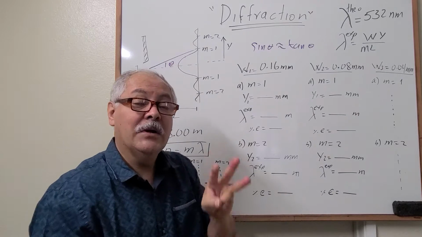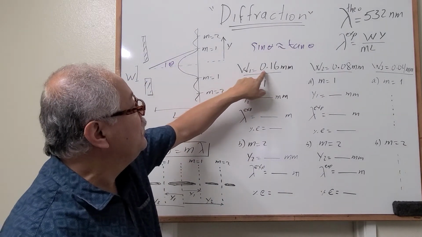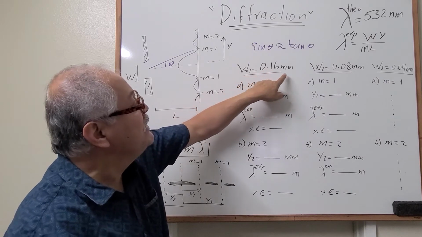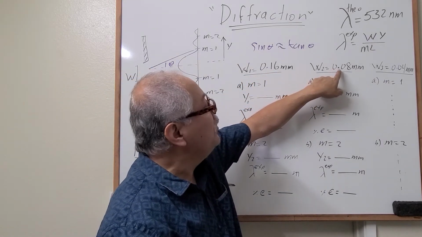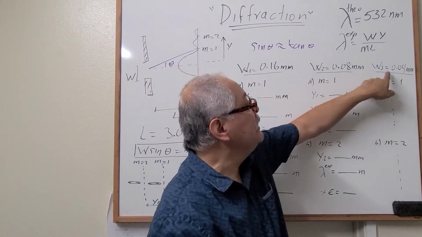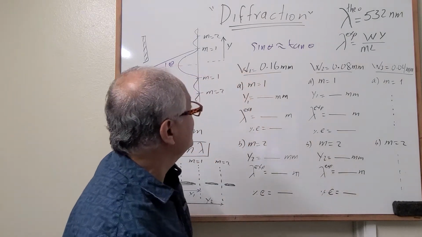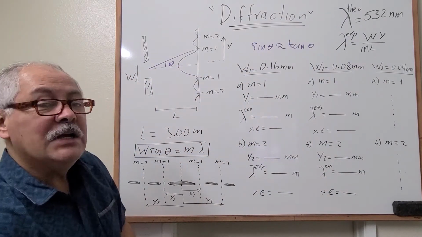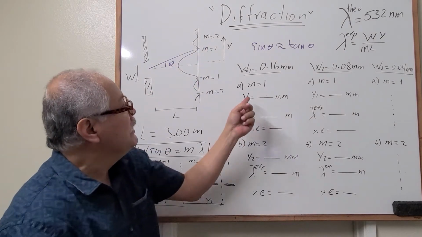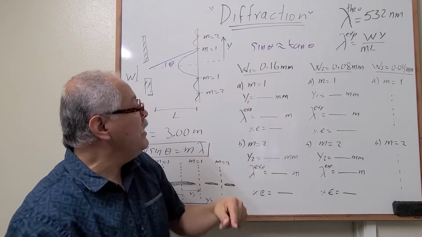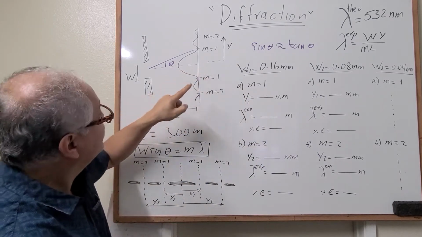Perfect. We have 3 parts. Right here we have part 1, the width W1 equals 0.116 millimeters. The second one, 0.08 millimeters, and the third one, 0.04 millimeters. Correct? Now let's do only M1 and M2. Part A is M equals 1. Let's find y, Y1, the distance from the center to the first one.